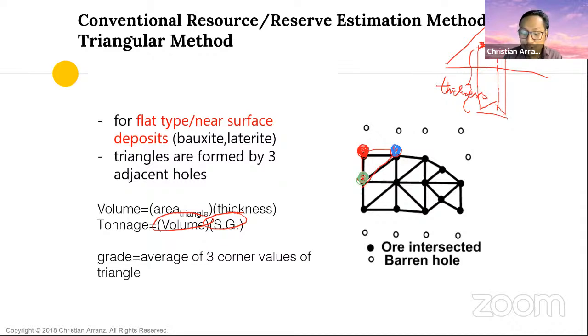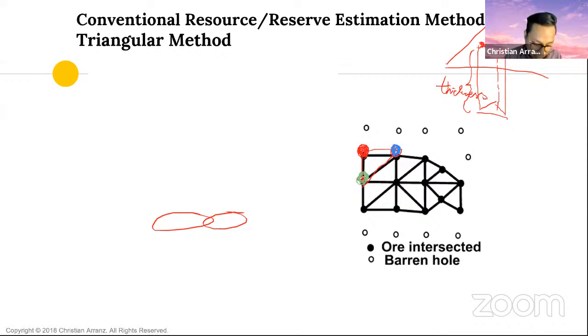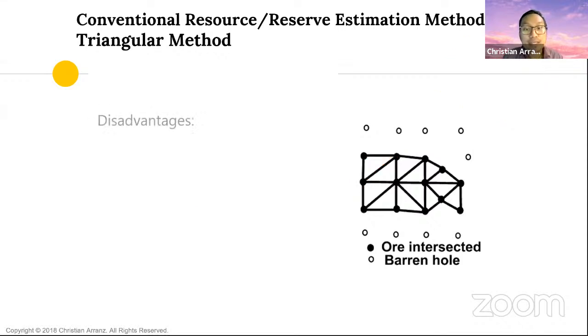So if you have the volumes and the tonnages of the different Toblerones, then you can get the tonnages, the volumes, and even the average grades of the entire deposit. Okay? So that's the method. I hope you get the gist of how it is done. Okay, let me erase.